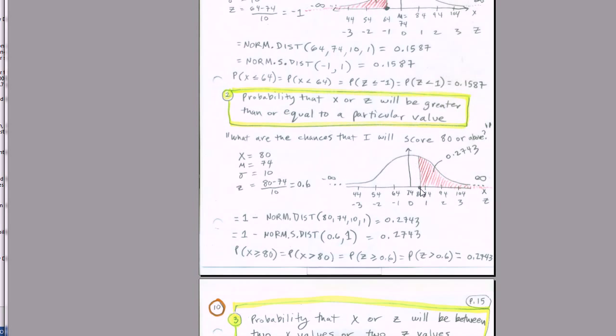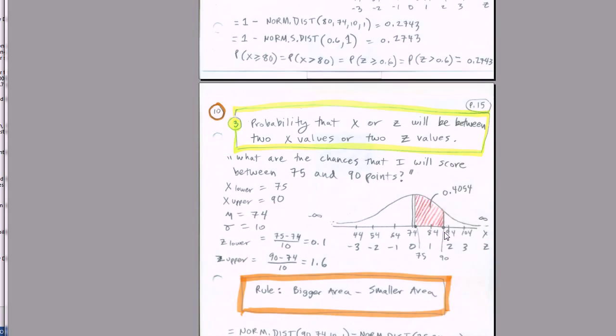Second, we might calculate the probability that x or z will be greater than or equal to a particular value. So here we're going to throw in 80 and ask the question, what are the chances that I'll have a score of 80 or above? DIST or S.DIST, they'll both give us the same answer. Probability, area under the curve. Notice it's 1 minus. We'll do these examples in just a second.